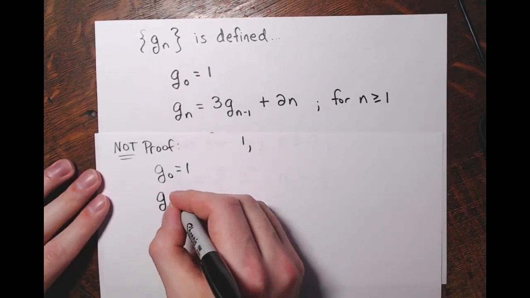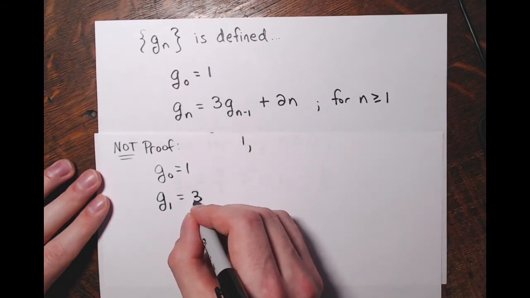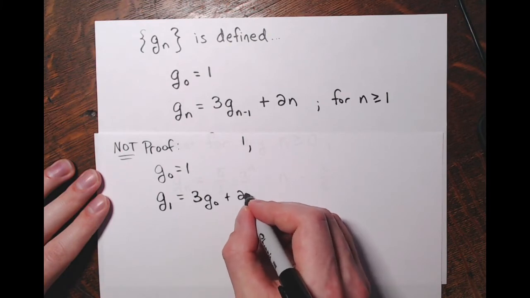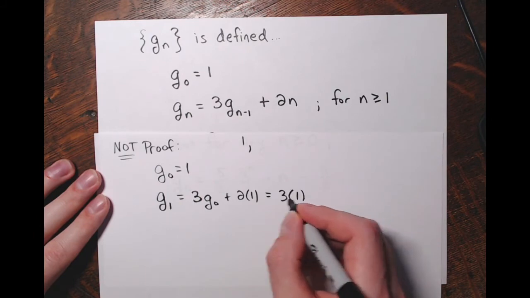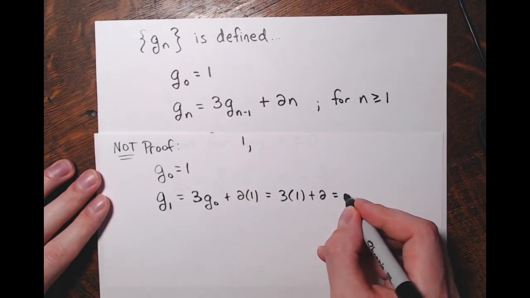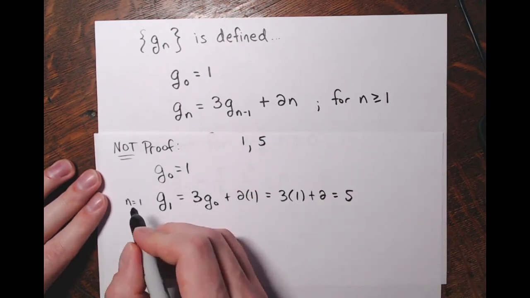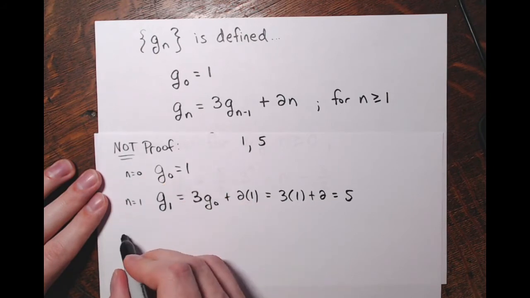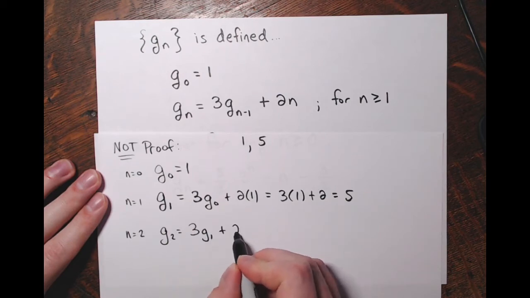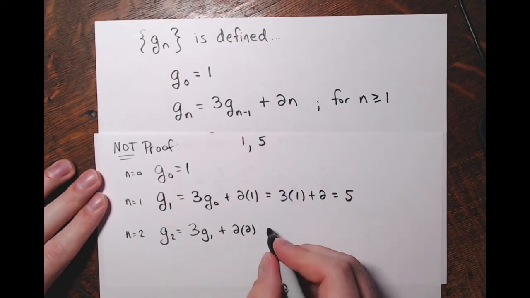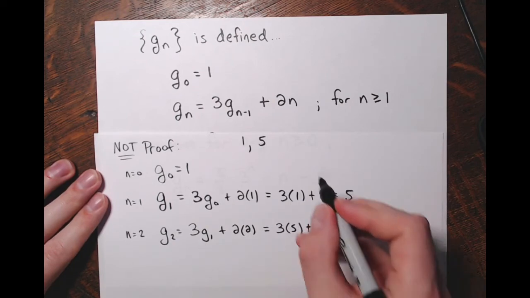Then G1, following this rule, whenever n is greater than or equal to 1, G1 would be 3 times G0 plus 2 times 1, because n is 1 here. So this is 3 times 1, G0 is 1, plus 2 times 1, that's 5. So the second term is 5, that's when n equals 1. This is when n equals 0. When n equals 2, you get G2 equals 3 times G1 plus 2 times 2, just replacing n with 2. So this is 3 times 5 plus 4. This is 15 plus 4, that's 19.